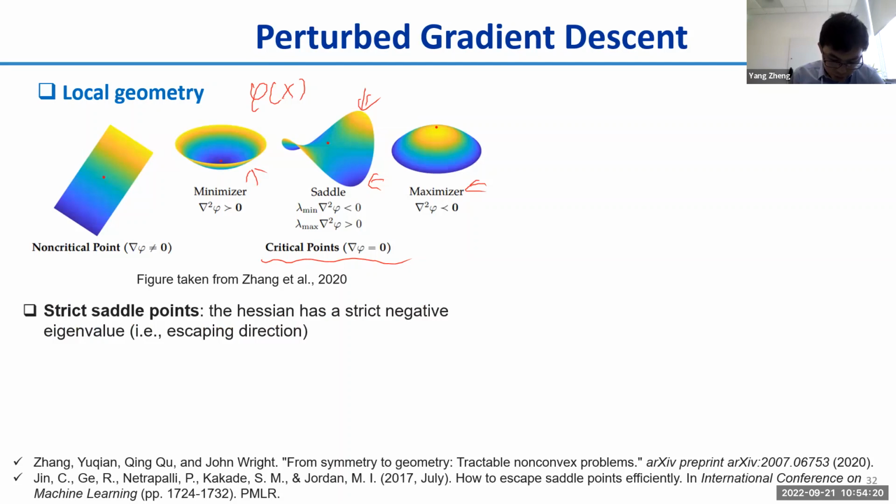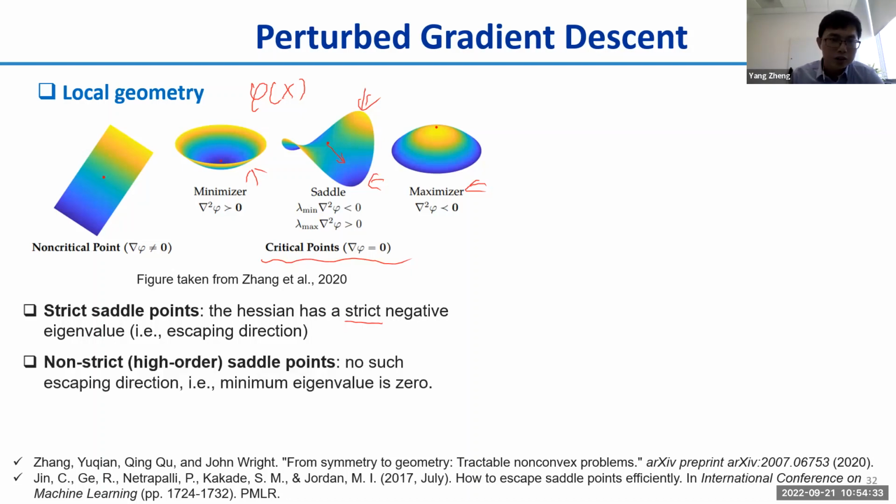The saddle point is called strict if the Hessian has a strict negative eigenvalue. Basically, you have some direction, like say this direction, and you can do a perturbation that lets you escape. If the Hessian is 0, or the minimum eigenvalue is 0, or it's only positive semi-definite, then this is called a high order saddle point. Basically, there's no such escaping direction, and this can be tricky to work with for a general non-convex function.